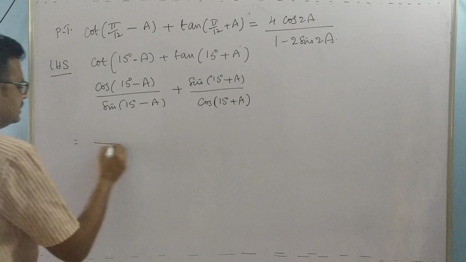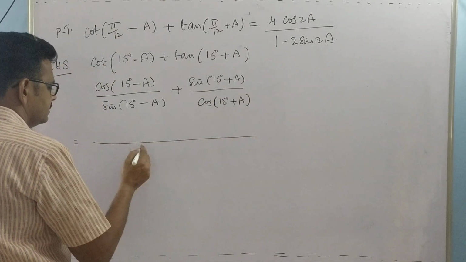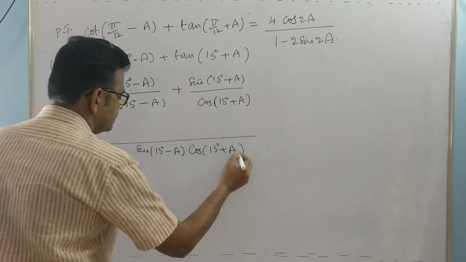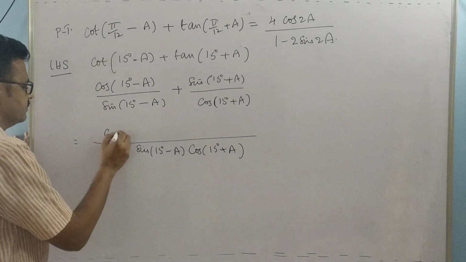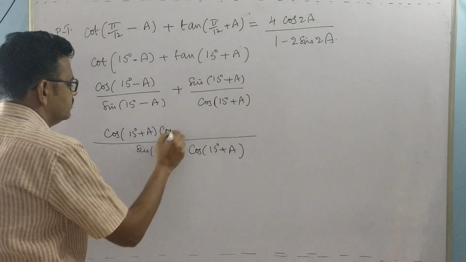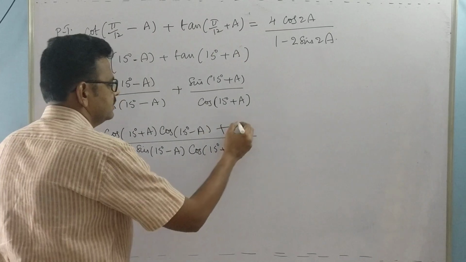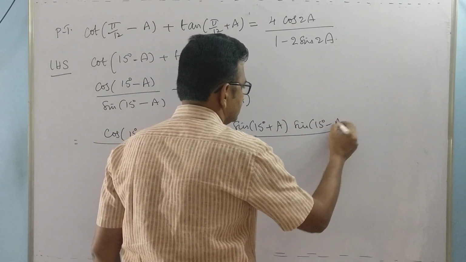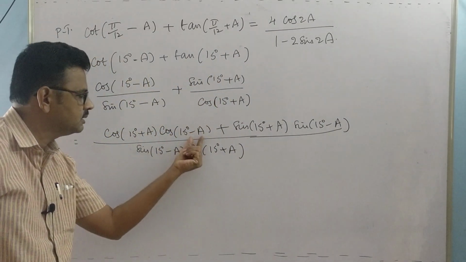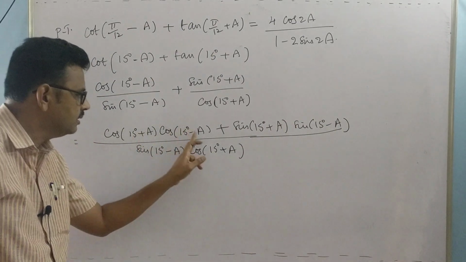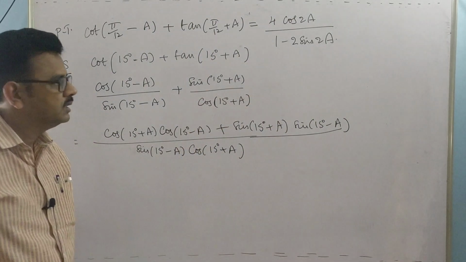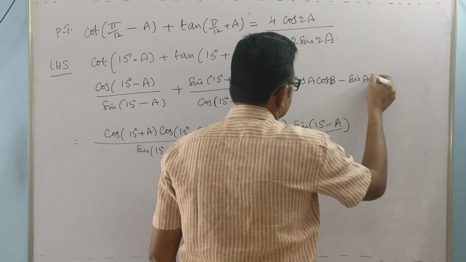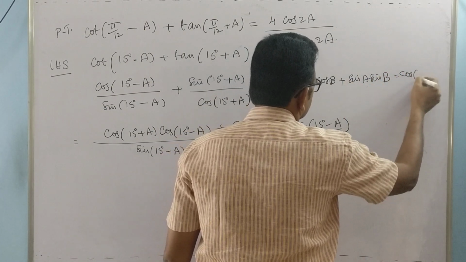Now by taking LCM, the LCM is sine of 15 degrees minus A into cos of 15 degrees plus A. So the numerator is cos of 15 degrees plus A into cos of 15 degrees minus A plus sine of 15 degrees plus A into sine of 15 degrees minus A. This is just like the cos A cos B plus sin A sin B form, which is equal to cos of A minus B.